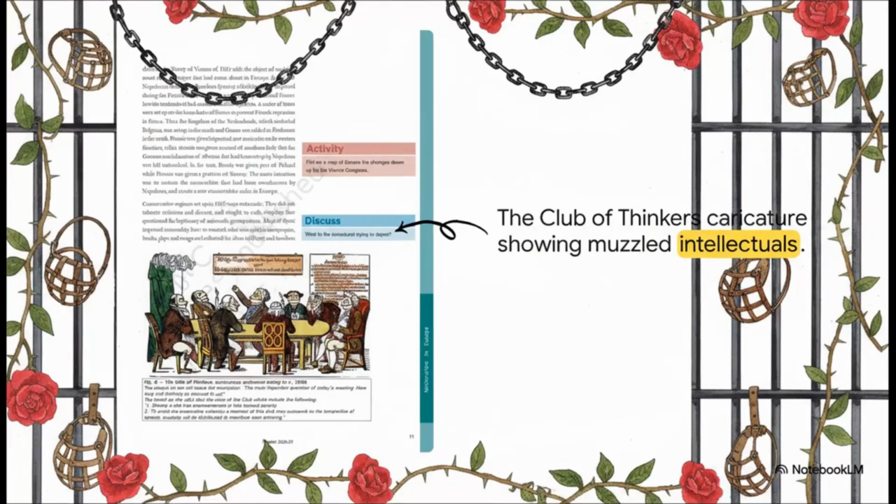Now, what's incredibly interesting here is the visual evidence of just how deeply oppressive these new autocratic regimes were. Take a really close look at this primary source. It's an anonymous caricature from around 1820 called The Club of Thinkers, and it's an incredible piece of historical satire. Look specifically at the faces of the intellectuals sitting around that table. They literally have muzzles strapped to their mouths. Notice how there are 8 distinguished men, likely professors or writers, gathered around for a discussion, yet they are perfectly silenced by these restrictive devices.